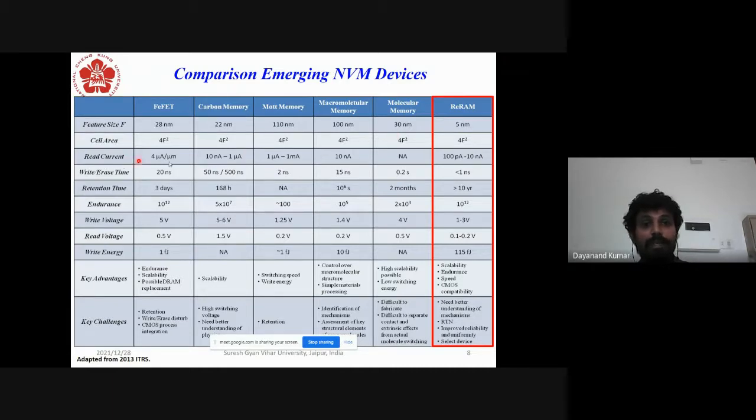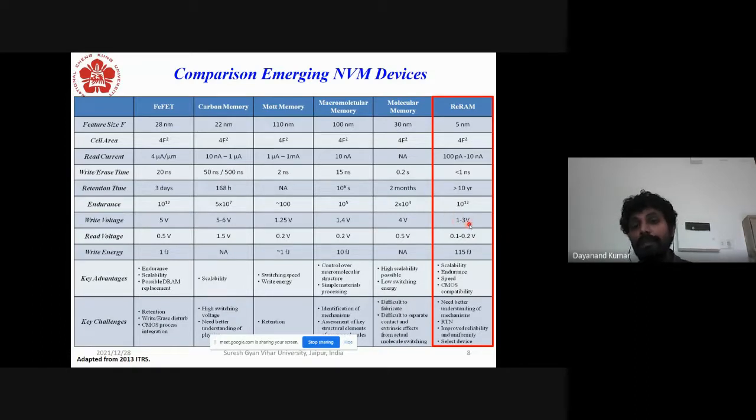In the read current, if you see here, picoampere to nanoampere, and write and erase time also you can see in the nanosecond range. But in the latest papers, the VLSI or IEDM, I saw it is going to picosecond, which is much faster than other memory devices. Retention also, if you see 10 years, too good. Endurance also 10 to the power 12 if you compare it with other devices. So you see here 10 to the power 12, and the write voltage 1 to 3 volt.